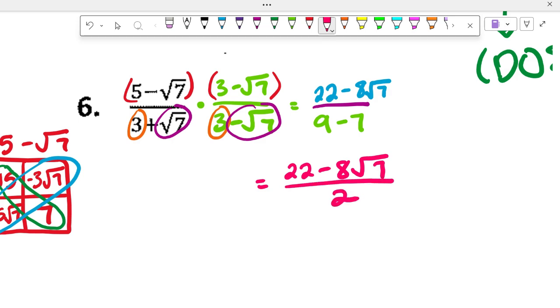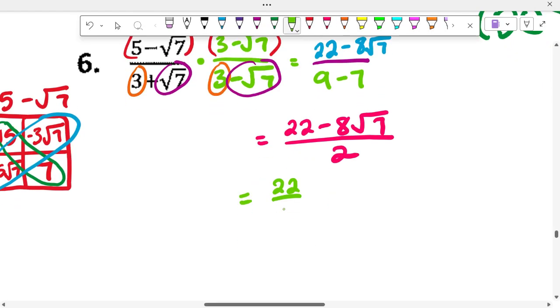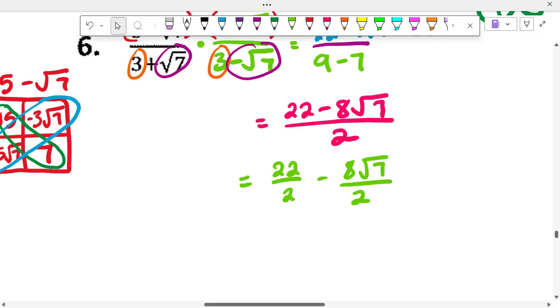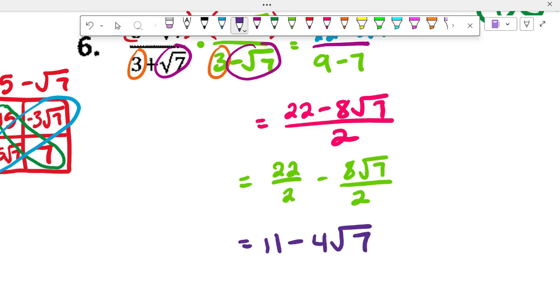Now, do you guys remember when we did the quadratic formula stuff and we were having to simplify that? Can I simplify that expression any? Yeah, you can. This is the exact same thing as 22 over 2 minus 8 square root 7 over 2. So what will my final answer be? 11 minus 4 square root 7.